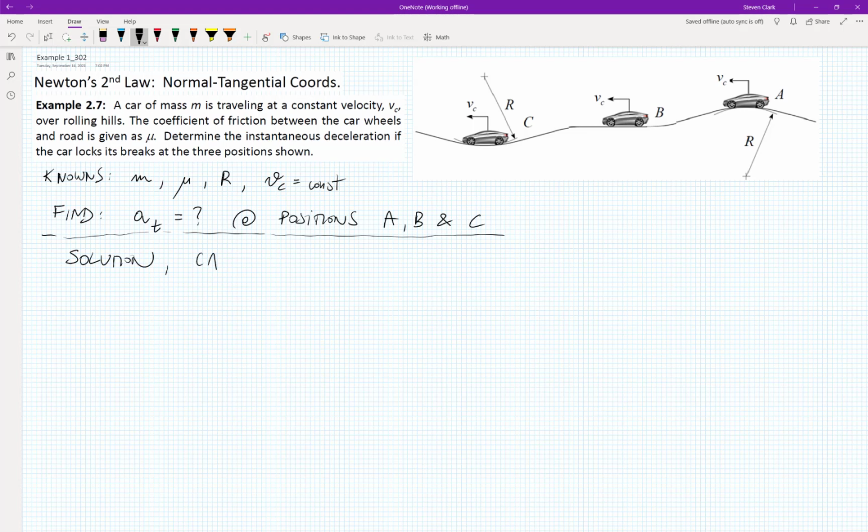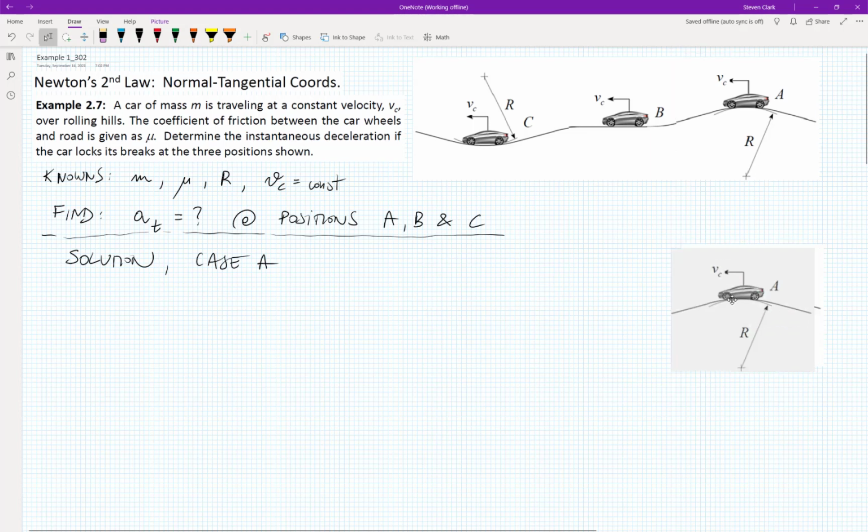Solution, case A. So we are just going to follow the solution steps I gave you last time, okay? So first of all, we'll start with the FBD and KD for our car. I will represent that car with this rectangle here and here.